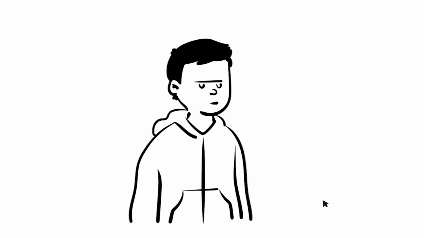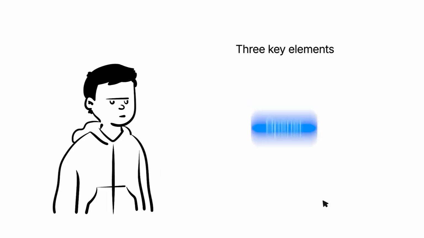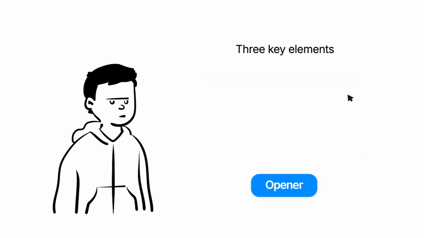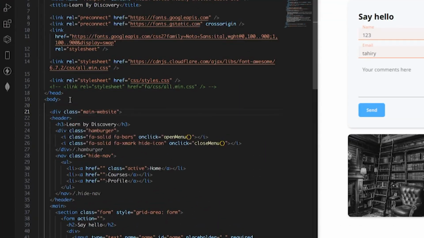Now, let's move on to the pop-up. First, let's understand how it works. Just like the menu, we have three key elements: the opener, the pop-up element, and the closer. This time, the closer will be inside the element. Since we will set the position of the pop-up to fixed, where we place the code inside the HTML doesn't really matter. However, for clarity, let's wrap all our elements inside a div.